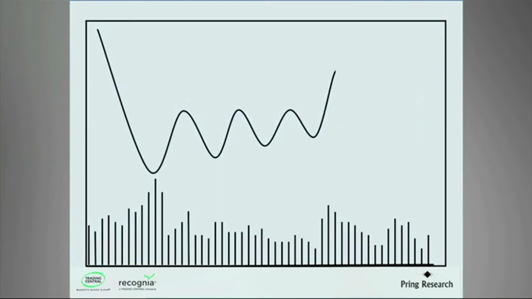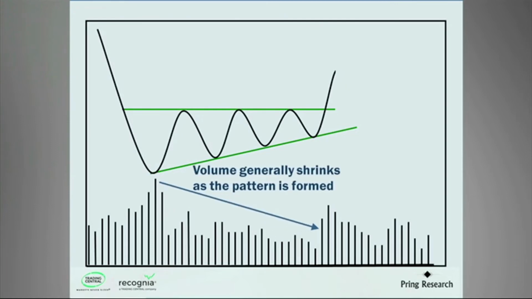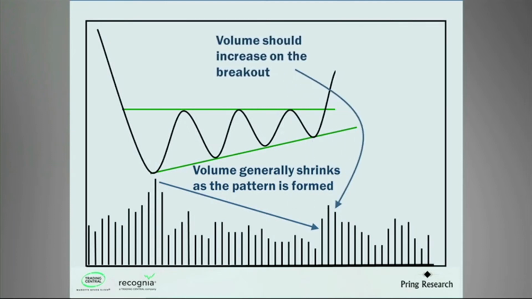The right-angle variety at bottoms is constructed by taking the line joining two or more bottoms together with a horizontal one. Volume should, of course, shrink as the pattern is being formed. In this way, it indicates a balance between buyers and sellers. Ideally, volume should increase on the breakout, but it's not mandatory, only that it doesn't contract.